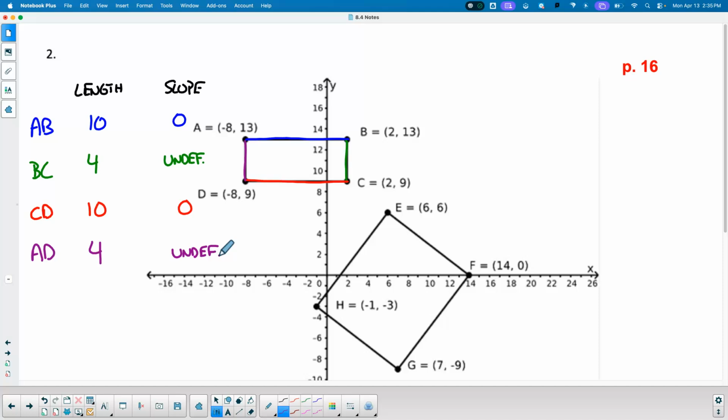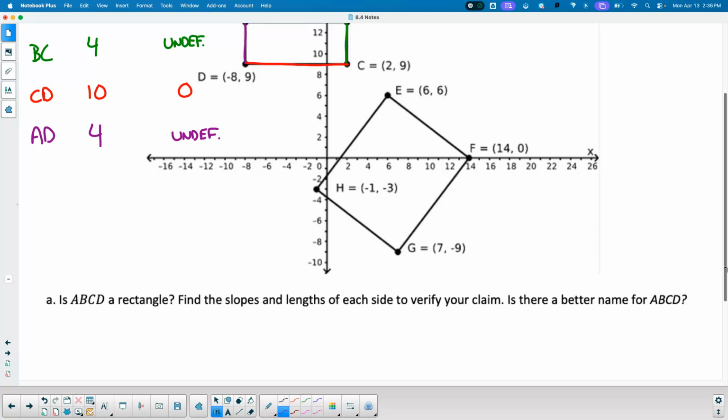And can it be anything more than a rectangle? No? What's the only thing that it could be more of? We'd have to see if it was a square. And do we have 4 equal sides? No, so it's just a rectangle. Or at best, I should say, it is a rectangle. You now find if EFGH is or is not a rectangle.